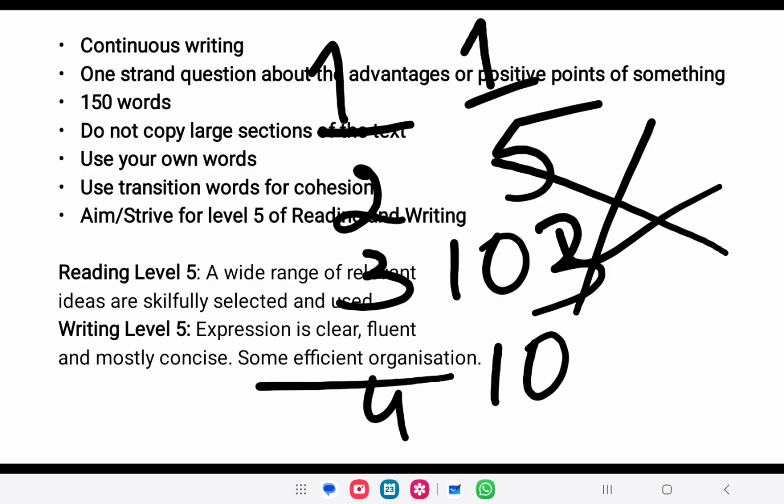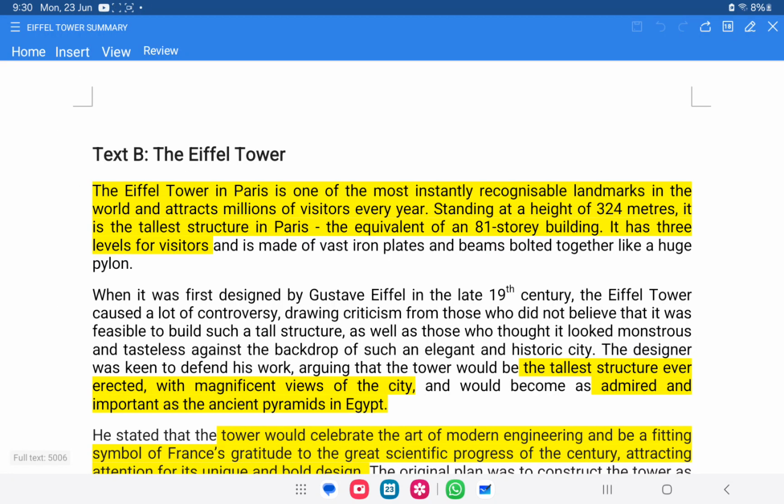Let's have a look at that. This is a question. Recently C2 had this in their paper also. I have found this for them. The Eiffel Tower. Now this is text B and you have to write a summary of this. Now let's have a look at that. All the yellow part is highlighted. I have highlighted it for you so you know what the relevant ideas are.